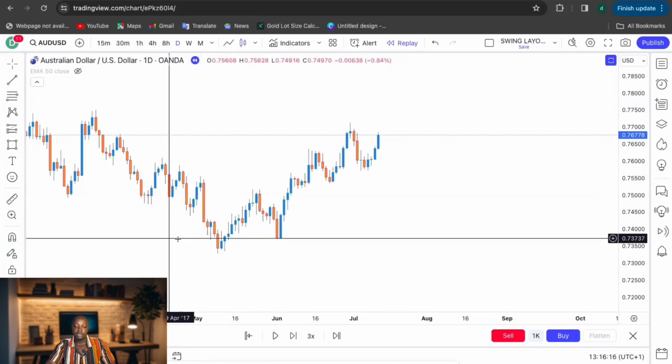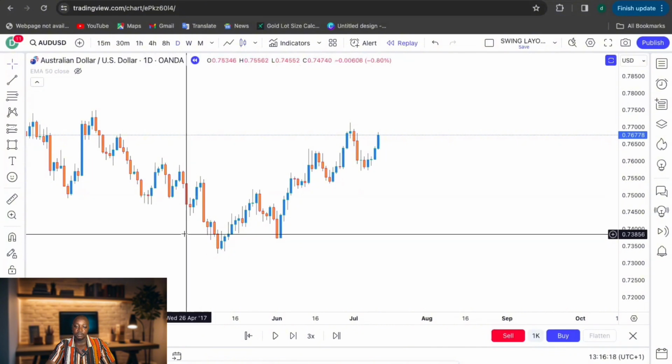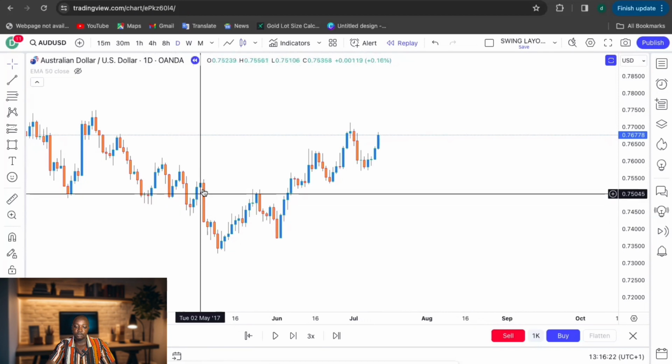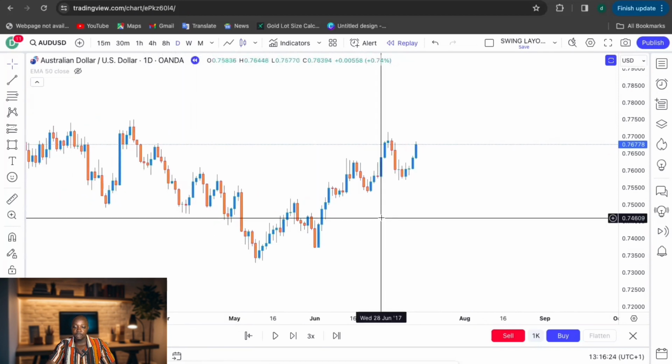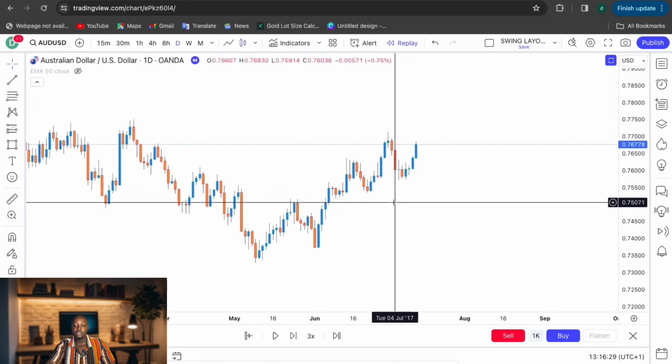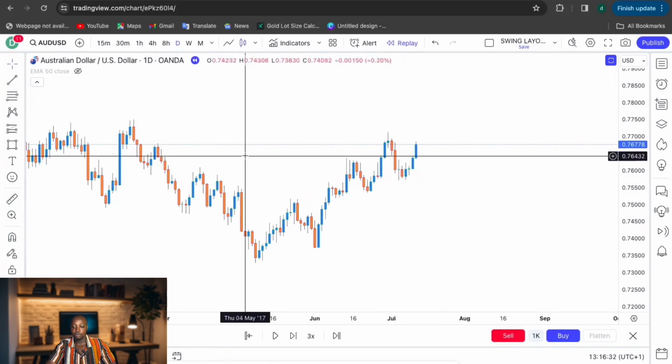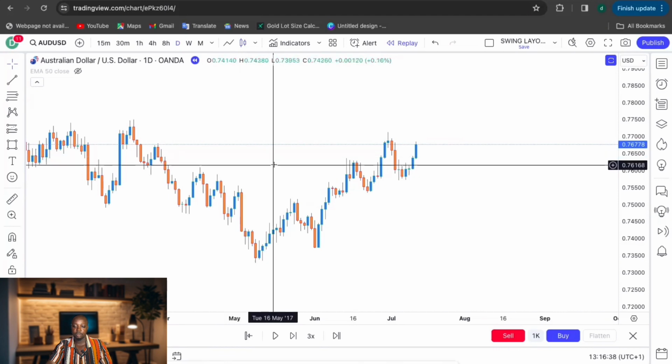Let's look for a morning star. Look at it right here. Red candle, doji, and bullish engulfing, pushed the market up. Let's look for an evening star. Look at it right here. Bullish candle, doji, bearish candle, pushed the market down. So these are live examples of the candlestick patterns I'm going to be talking to you guys about.